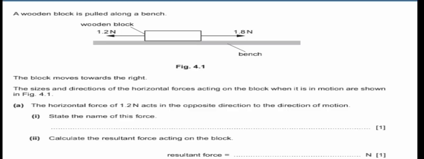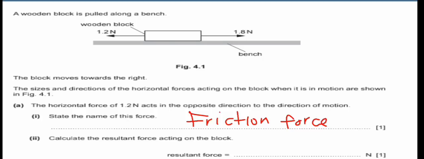The horizontal force of 1.2 newtons acts in the opposite direction to the direction of motion. So when it comes to the forces, the force which opposes the motion is called the friction force, meaning 1.2 newtons is called the friction force. Now, Roman numeral 1 is saying, state the name of this force. So we are just going to say, this one is going to be the friction force. That's the answer. Then as for Roman numeral number 2, it is saying, calculate the resultant force acting on the block. So we need to calculate the resultant force here.